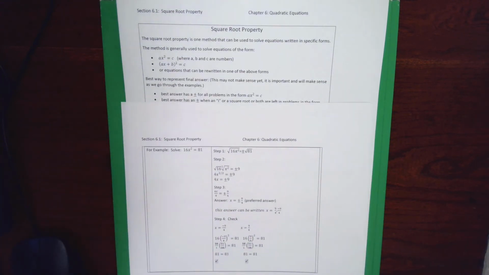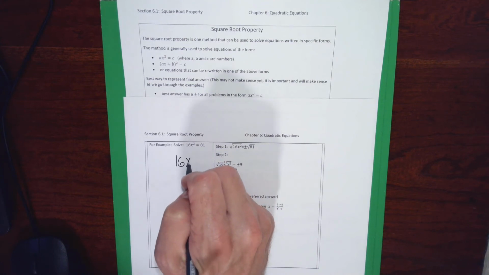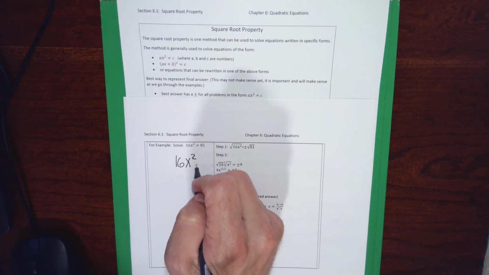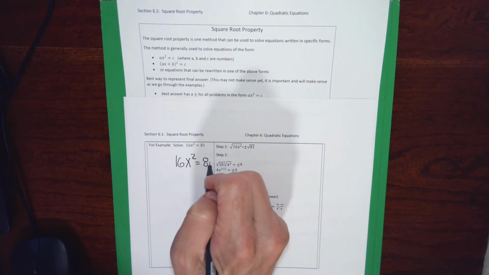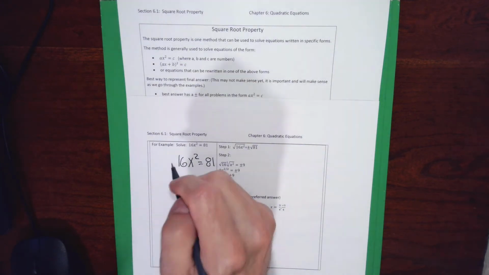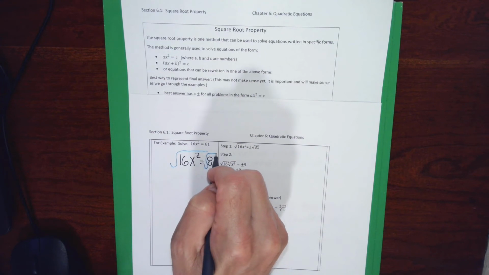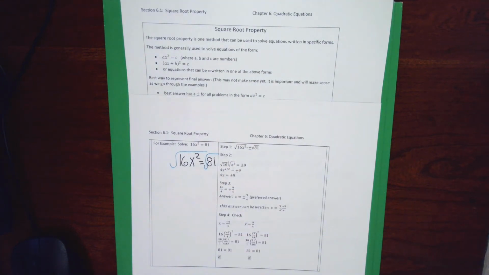The first example I wrote is solve 16x squared equals 81, and that's perfectly in the form. It's a coefficient times a variable squared equals a constant, and to solve with the square root property, I need to do something to force 2 solutions. The square root property gets its name because I'm going to solve by taking the square root. So I'm going to take the square root of the left side, and the square root of the right side. That's what the square root property forces on me.